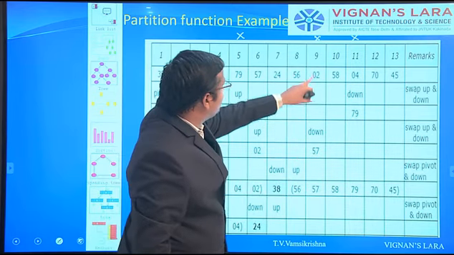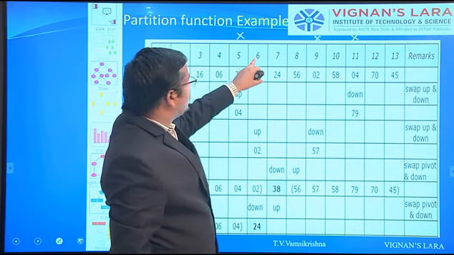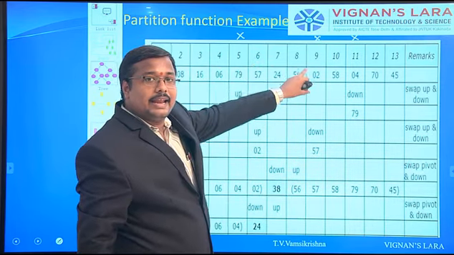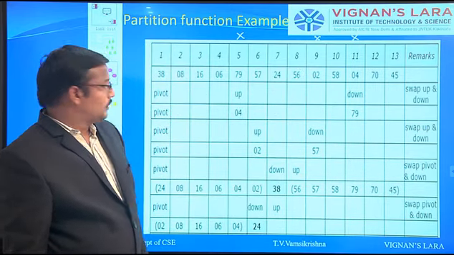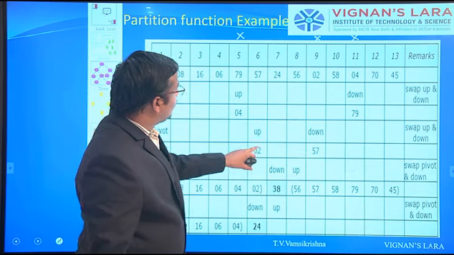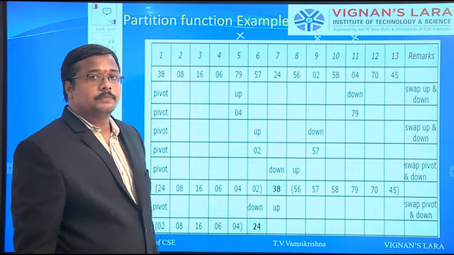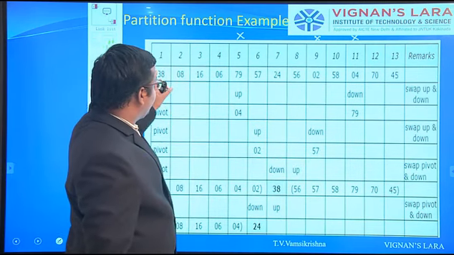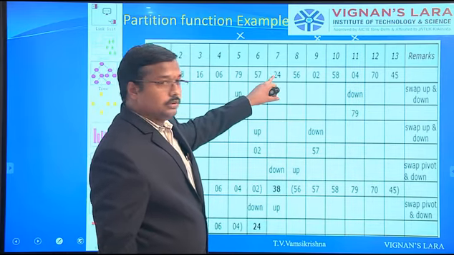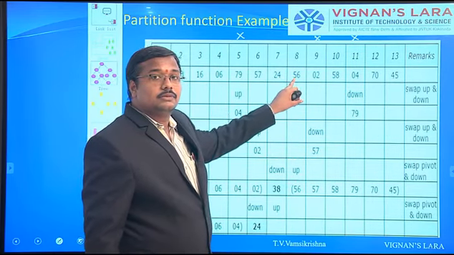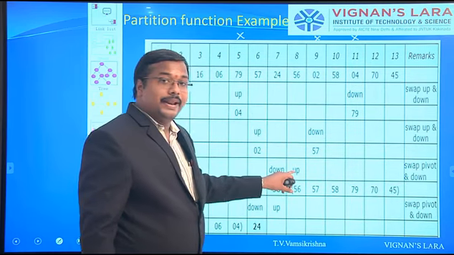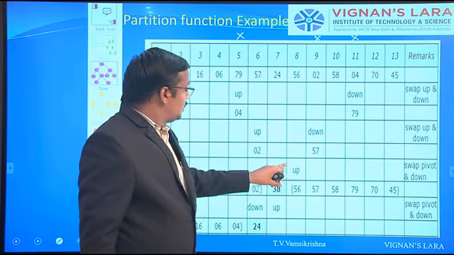So what is the down value? 9. What is the up value? 6. 6 is less than 8, which means these two elements are swapping each other. So 2 comes to here, 57 comes to here. Next, 38 is compared with 24, less. 38 is compared with 56, not less. So up breaks this time.